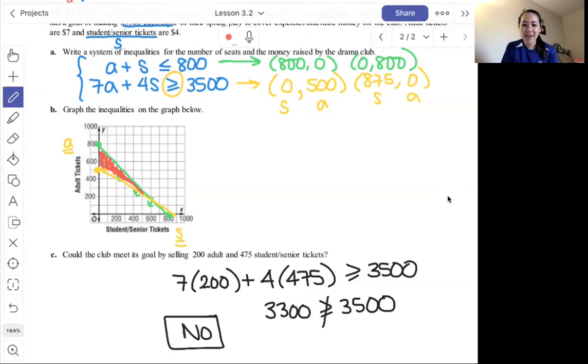All right, and that is lesson 3.2. Any questions?